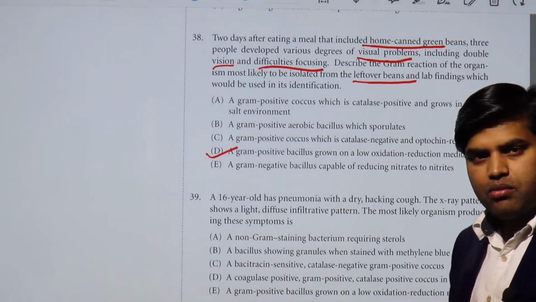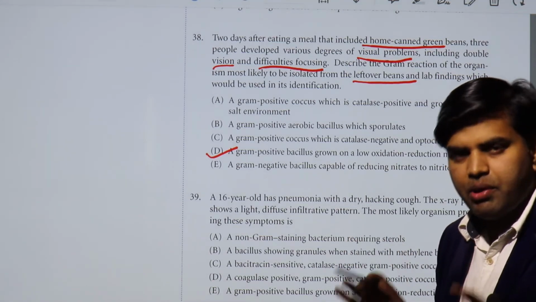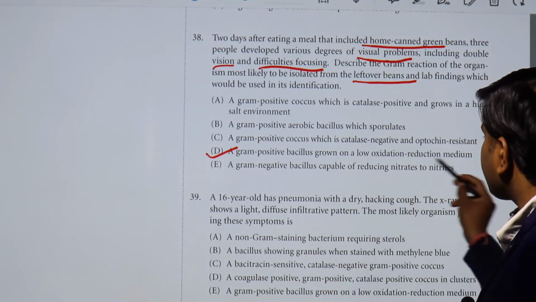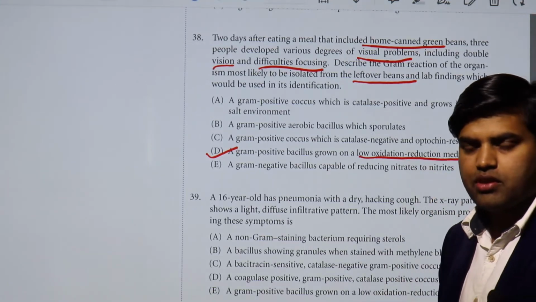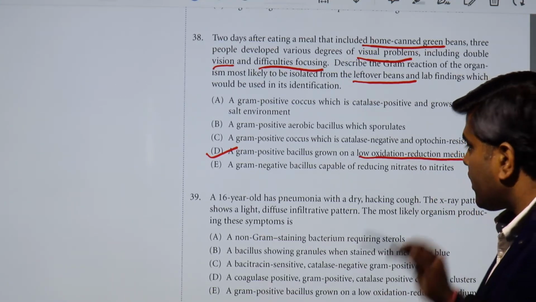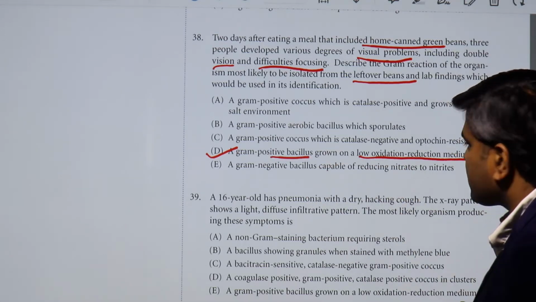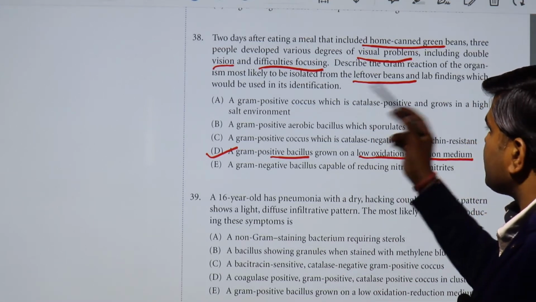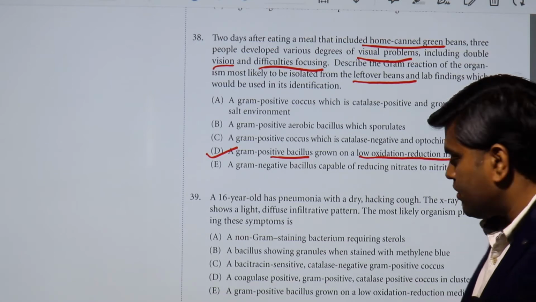So we are talking about Clostridium botulinum. This is a gram-positive anaerobic organism. They will not mention anaerobic, they will say low oxidation reduction medium, and that means anaerobic organism. So there is less oxygen present, absent or low oxygen. That is gram-positive bacilli in a low oxidation reduction medium, and that is Clostridium botulinum. And this is the characteristic feature of Clostridium botulinum.